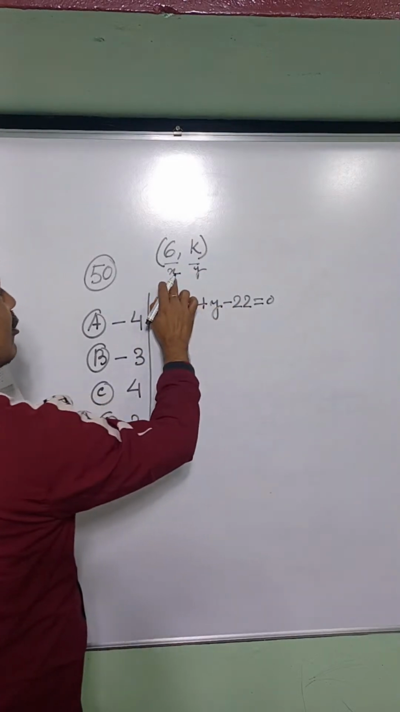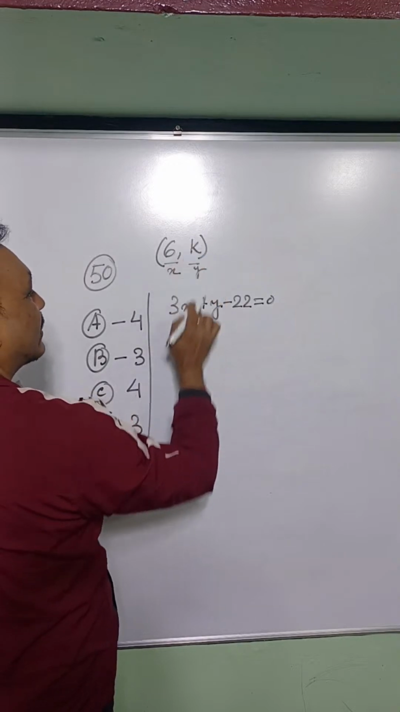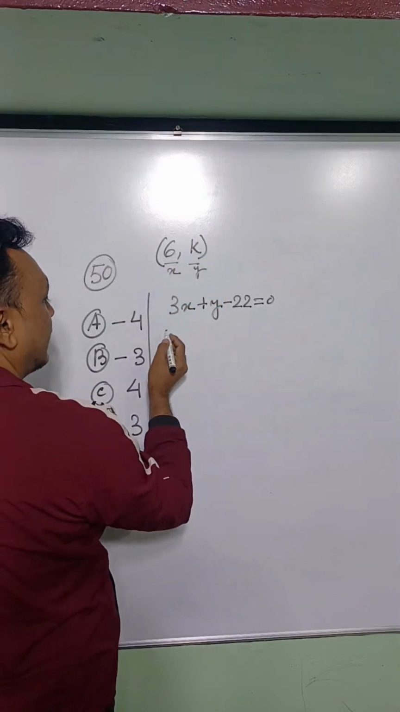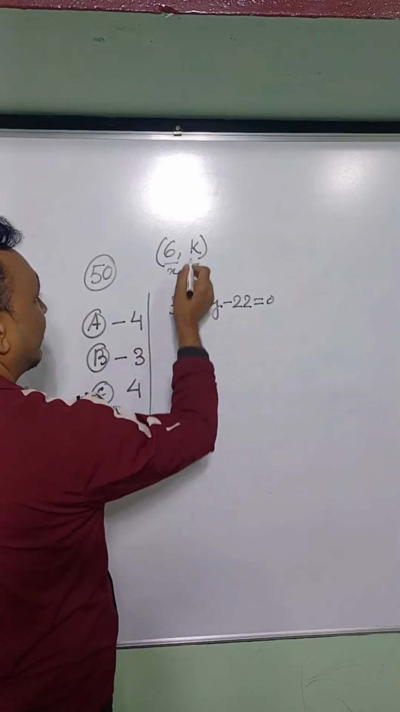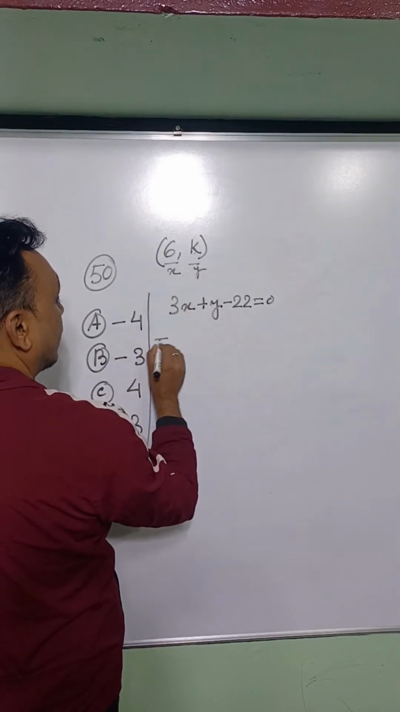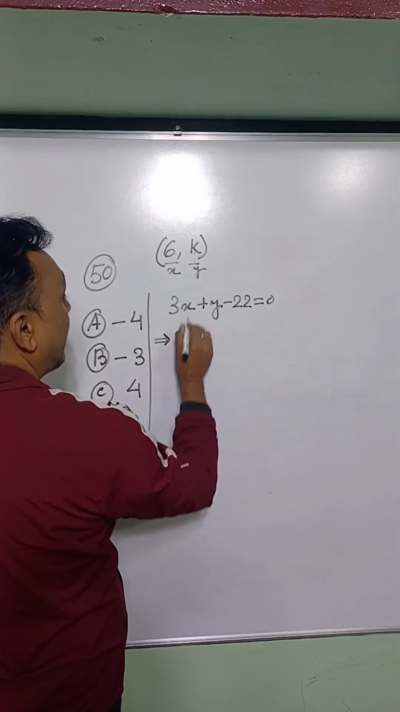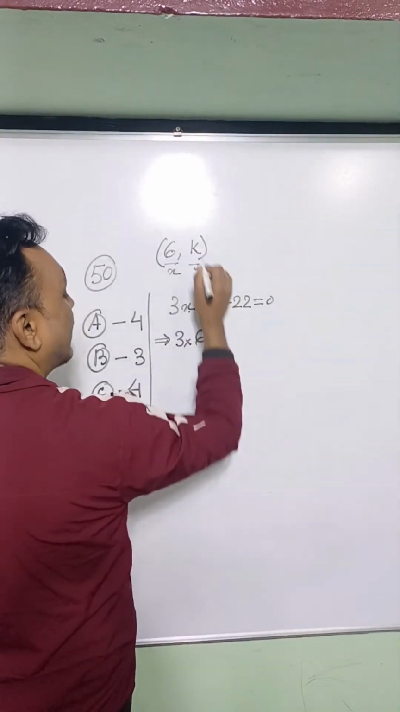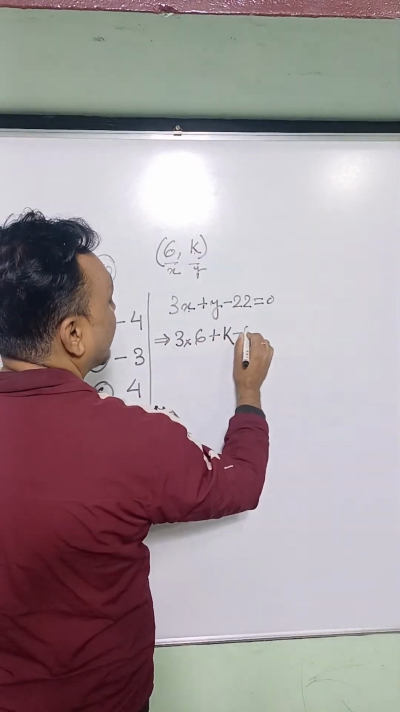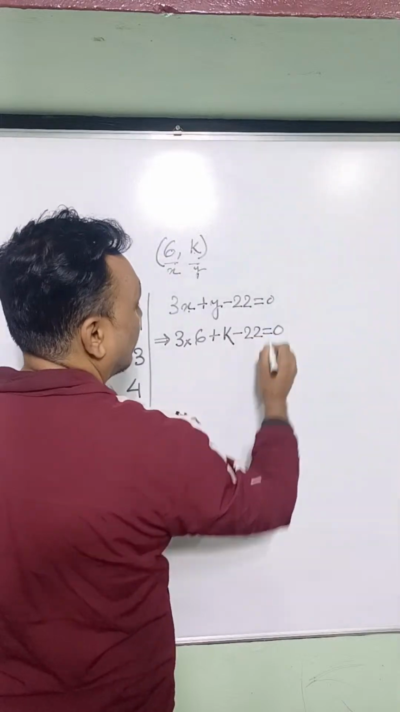Now put the value of x equal to 6 and y equal to k in the given equation. You have to find out the value of k from this equation. So 3, what is the value of x? x is given, that is 6, plus y. What is the value of y? y is k. Put the values, minus 22 equals 0.